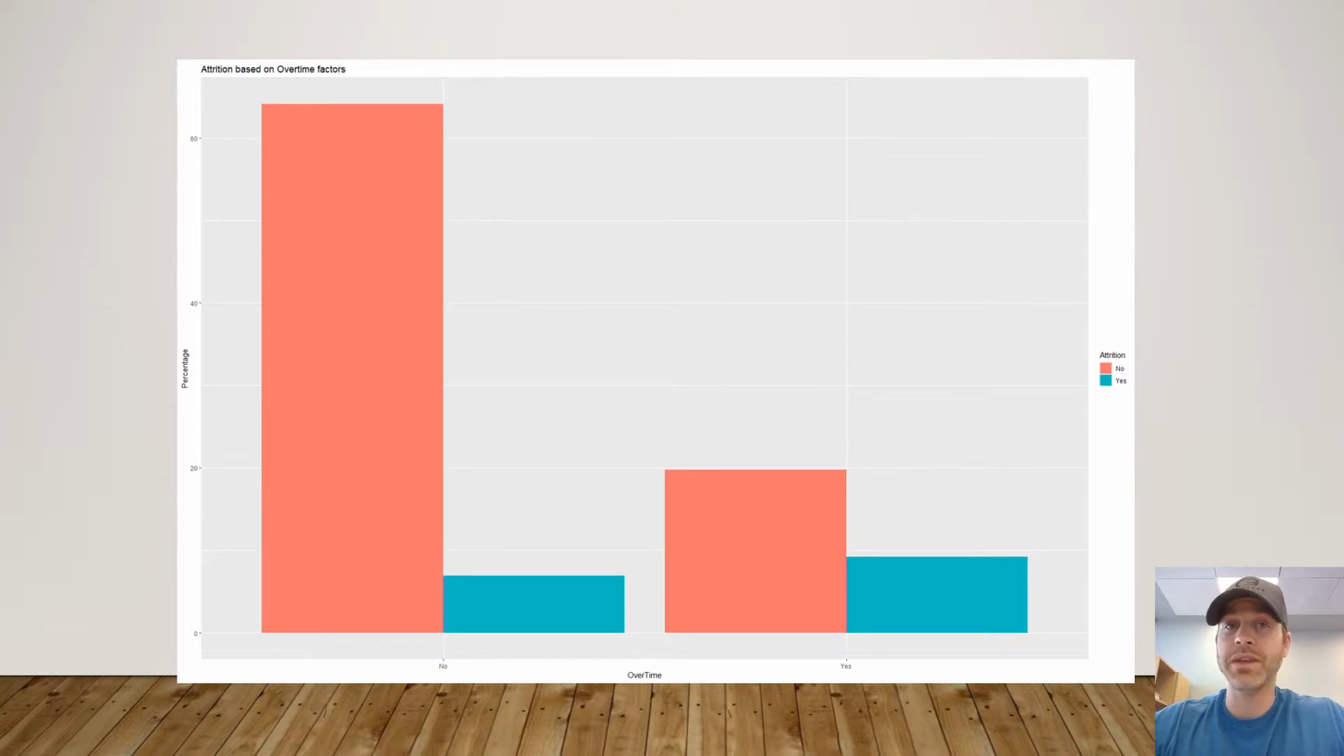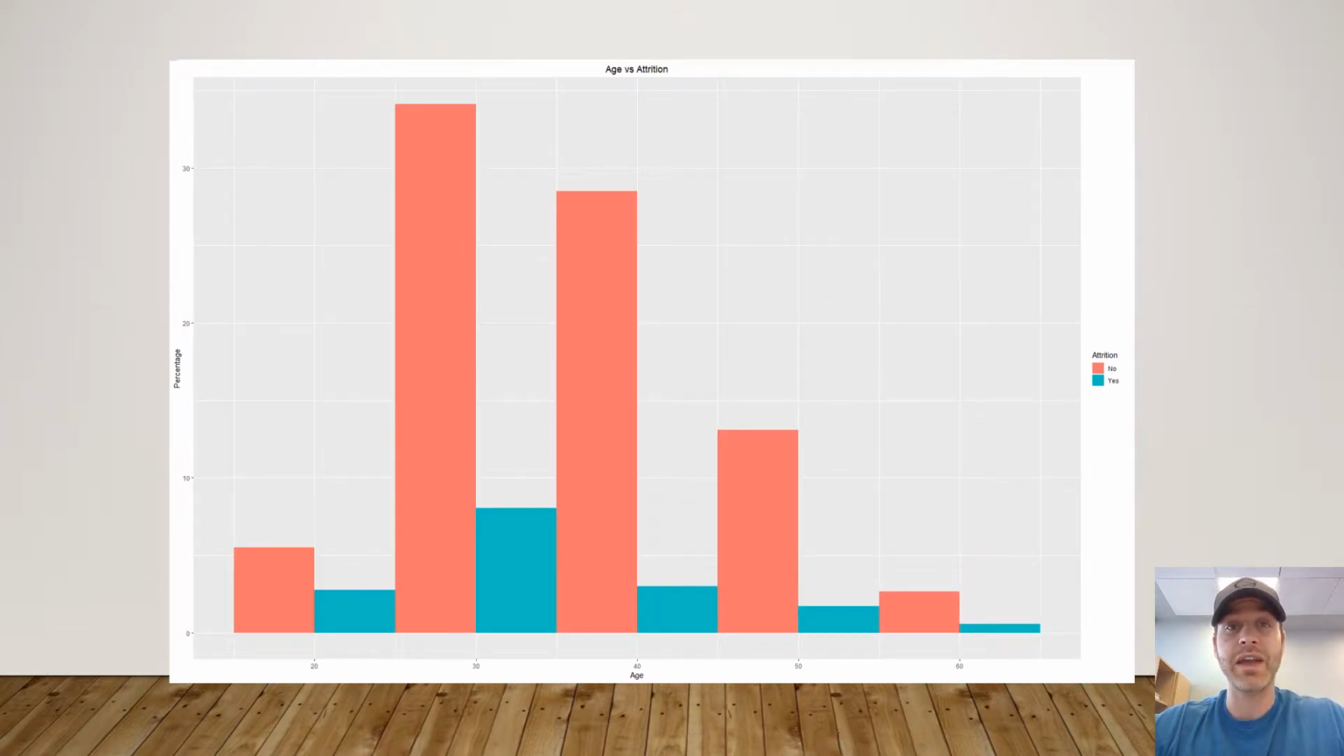Now, while there's not as many people working overtime, they do on average have a higher percentage overall in comparison to those that do not work overtime. And finally, we have age versus attrition, where you can see that basically anybody who is 30 and below are experiencing a higher percentage of attrition than those that are not.